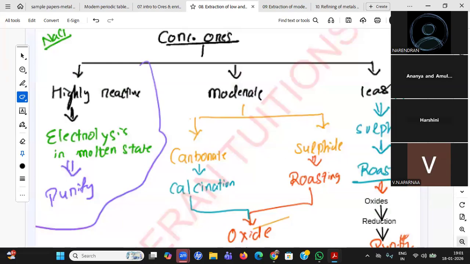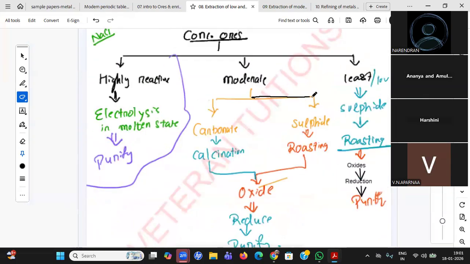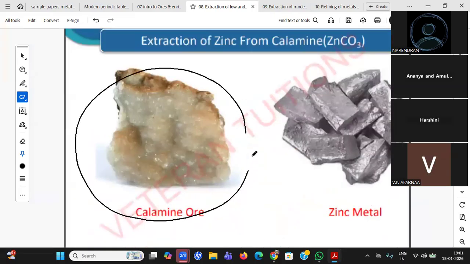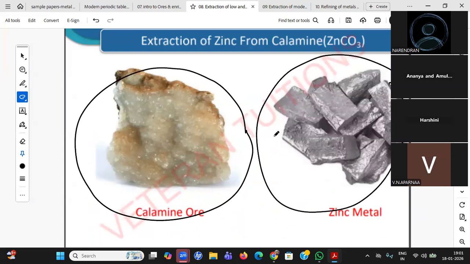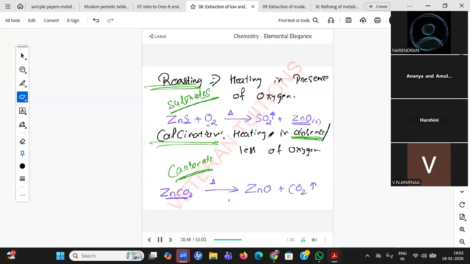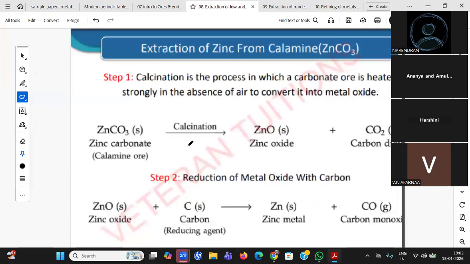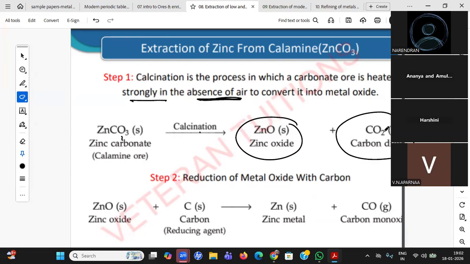We have two things: either sulfide means roasting, or carbonate means calcination. That means this is the calamine ore. I want to make it as zinc metal. What will I do? I'll do the extraction. How will I do it, student? The first step, calcination. What is calcination? It is also heating only, strong heating, but in the absence of air. Zinc carbonate, in the absence of air, will become zinc oxide and carbon dioxide, CO2.